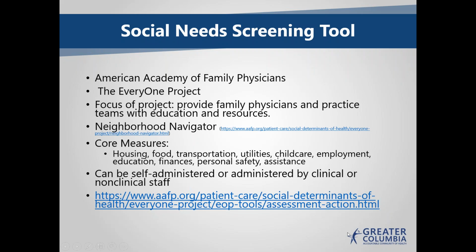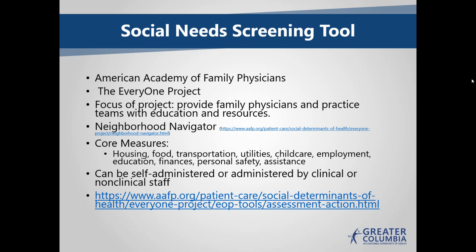And on here, you guys can see, based on those resources, that's what the core measures for this tool are: housing, food, transportation, utilities, childcare, employment, education, finances, personal safety, and assistance. And same as the Prepare tool, this can be either self-administered or administered by clinical or non-clinical staff, again, depending on the setup of your organization.